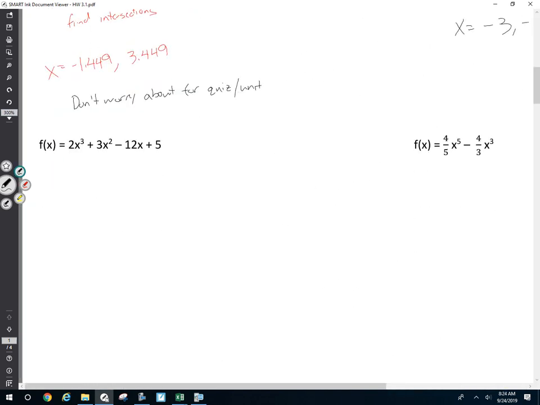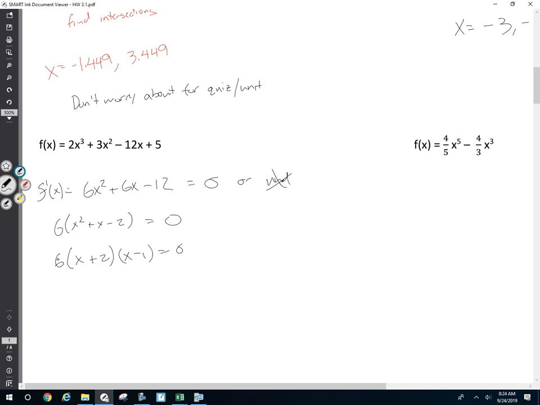Let's see, this guy, 6x squared plus 6x minus 12. I would factor out the 6. No denominator, don't have to worry about that. Factor this, x plus 2, x minus 1. The 6 does not mean x equals 0 as a solution. I just have -2 and 1. Okay, 0 would not solve this equation.